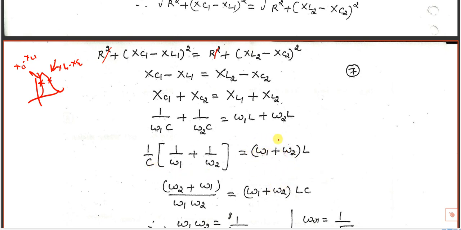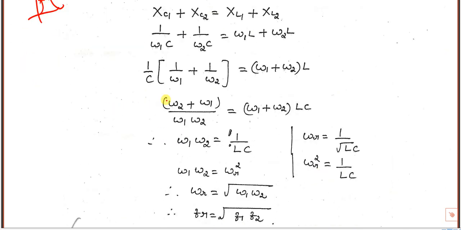This C, you bring it to the right side, cross multiply and bring it to here. And now you can cancel this omega 2 plus omega 1 here also. Here also you can cancel, divide throughout by omega 1 plus omega 2. We are left with omega 1 by omega 2 is equal to, this we can write as, 1 over omega 1 omega 2 is equal to LC.